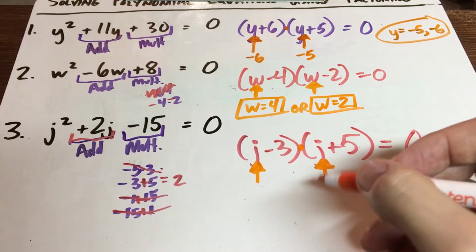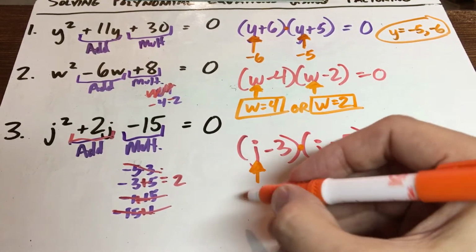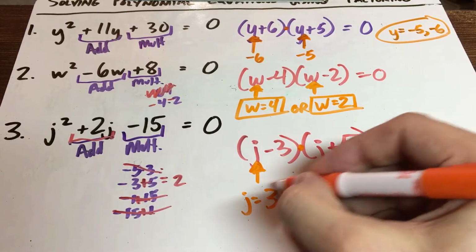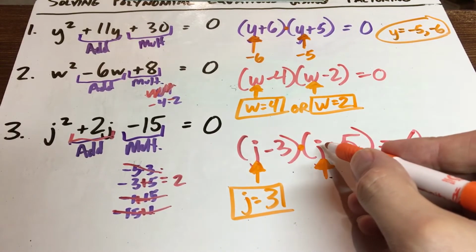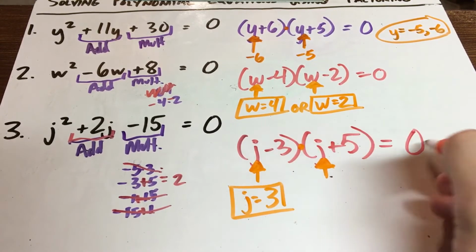So what number would I substitute into this parentheses to make this parentheses equal 0? That looks like 3, right? If j equaled 3, that would be 3 minus 3 would equal 0. And then we'd have 0 times 8, because 3 plus 5 would be 8. 0 times 8 would equal 0.